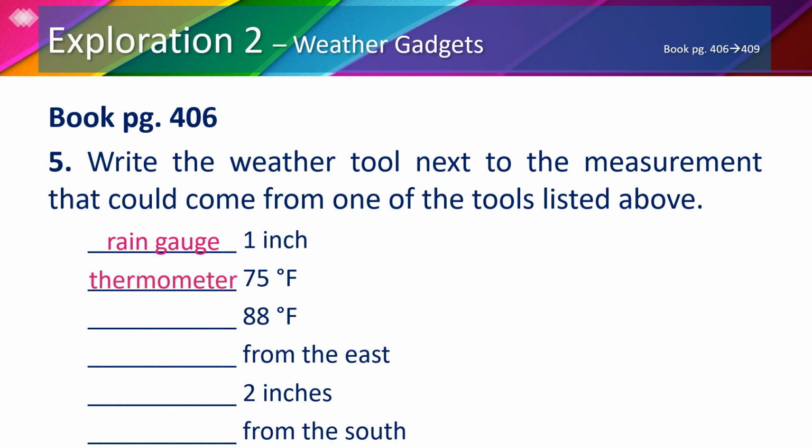Again, 88 degrees Fahrenheit is also a measure of temperature, so we write thermometer. From the east: whenever we see a direction, meaning north, south, east, or west, we can relate it to the direction of the wind, so we need a wind vane. 2 inches. We said that inches relate to the amount of rain, so we need a rain gauge. And finally, from the south. South is a direction, so we need a wind vane.